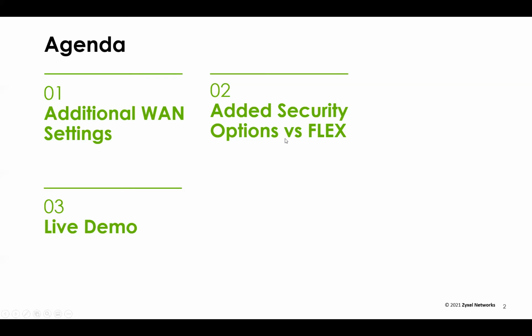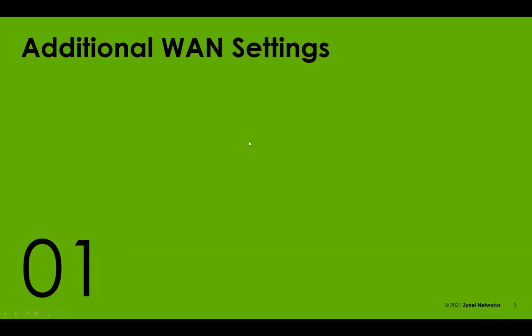So real quick, let's go over the agenda. The first thing I want to do is, since we recently had an update to Nebula and a new update to our ATP and USG Flex firewalls, quickly cover additional WAN settings that are now available to you, just so that you are aware of them. So I'm going to cover that first. Then secondly, I'm going to go on to the added security options versus the Flex. There are three security options that are available to you when using the USG ATP series versus the USG Flex, and I'll cover those in detail in a little table. And then we'll also do the live demo to go over everything so you can see how everything is set up. So first, let's take a look at the additional WAN settings.